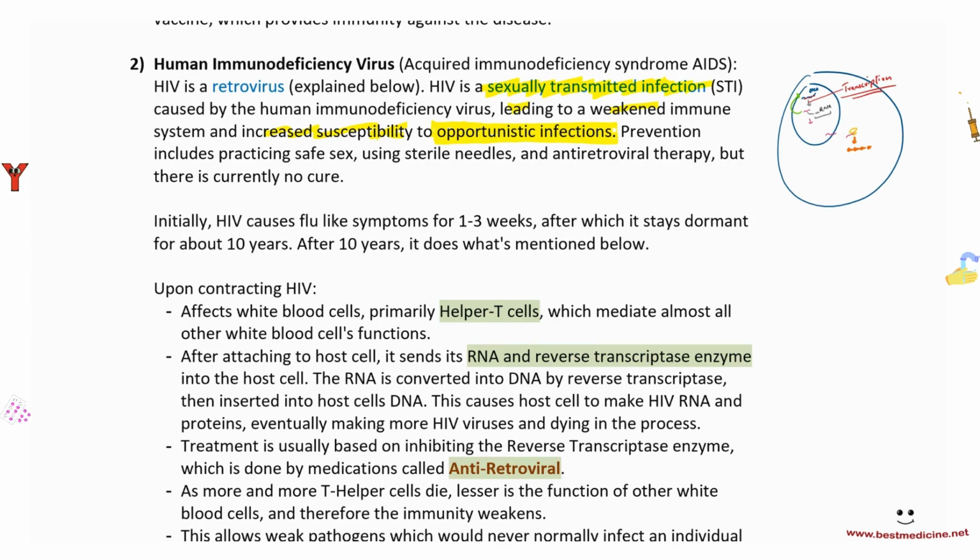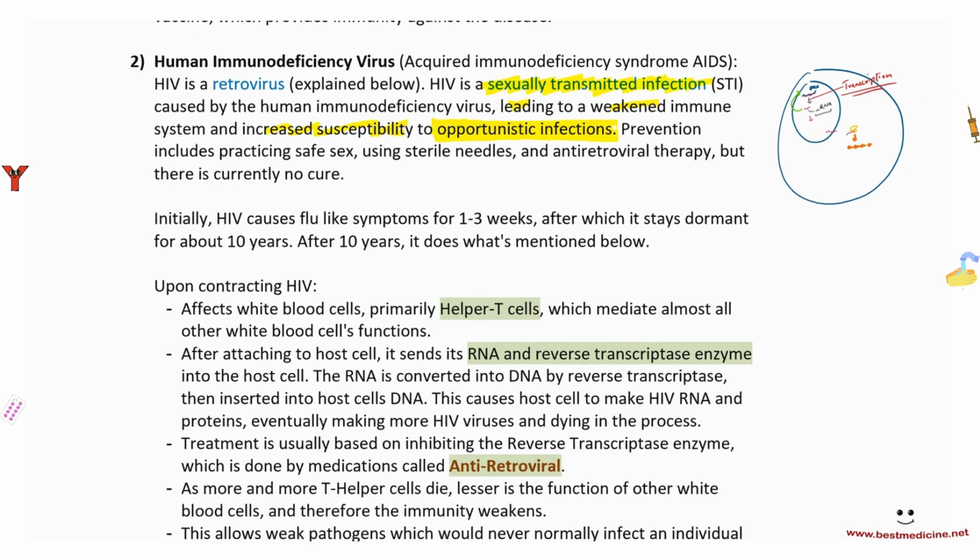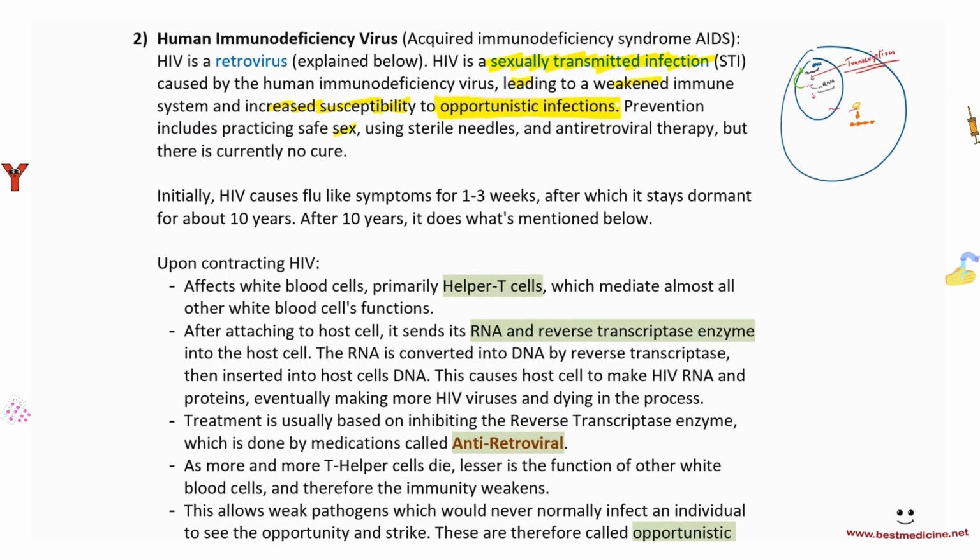Now, how can we prevent acquiring HIV? Very easy, because we understand the method of transmission, which is sexual transmission and blood products and needles, we can avoid those things. The prevention includes practicing safe sex, limiting sex partners and so on, using condoms, using sterile needles, especially among drug users, and antiretroviral therapy.